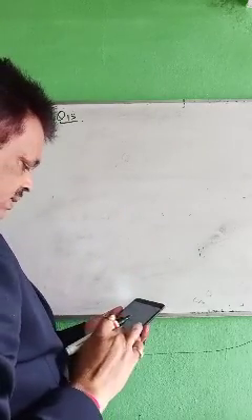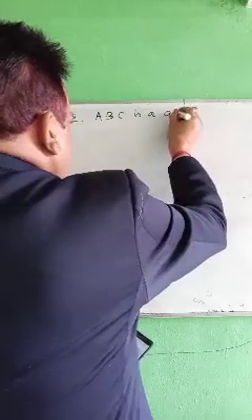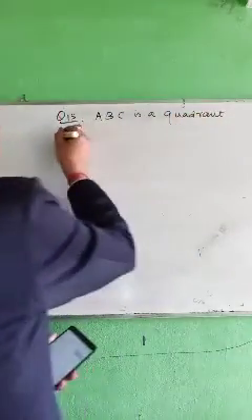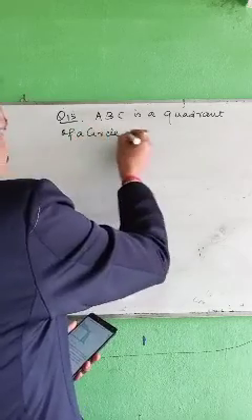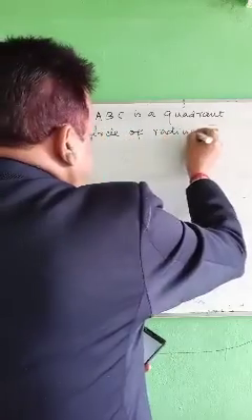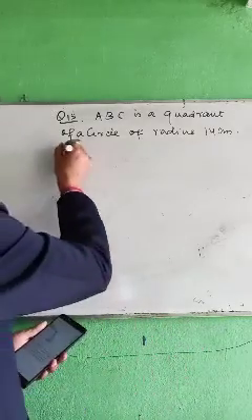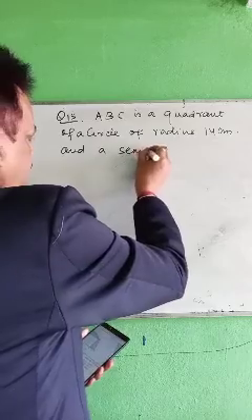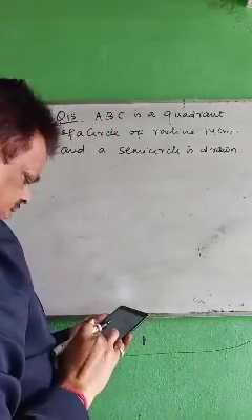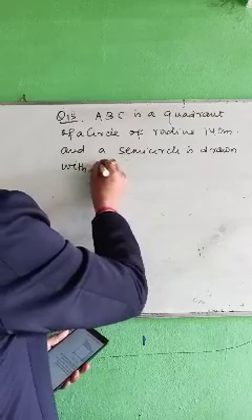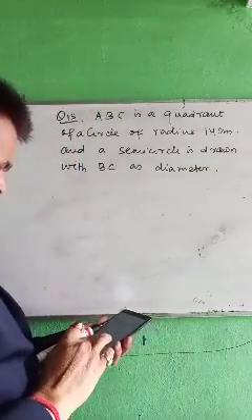ABC is a quadrant of a circle of radius 14 centimeter, and a semicircle is drawn with BC as diameter. Find the area of the shaded region.